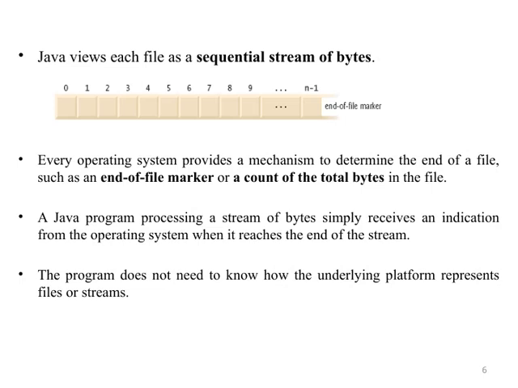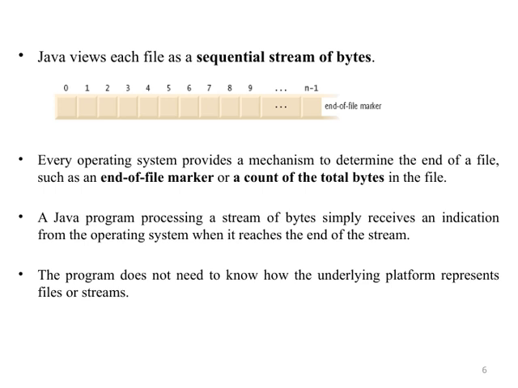Let's talk about how Java views files. Essentially, Java treats each file as a sequential stream of bytes. This means that when you're working with files, you're handling a continuous flow of data, one byte after another. Now, every operating system has a way to tell us when we've reached the end of a file. This could be through an end-of-file marker or by providing a count of how many bytes are in the file. When a Java program processes this stream of bytes, it simply receives a signal from the operating system indicating that it has reached the end.